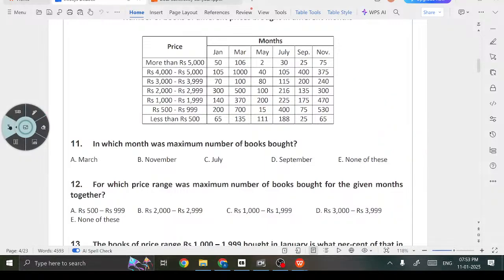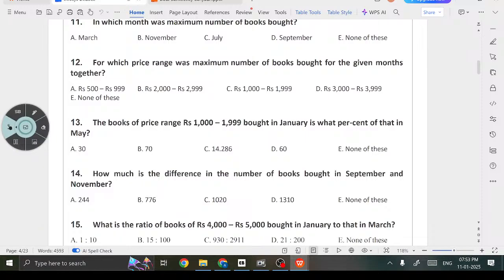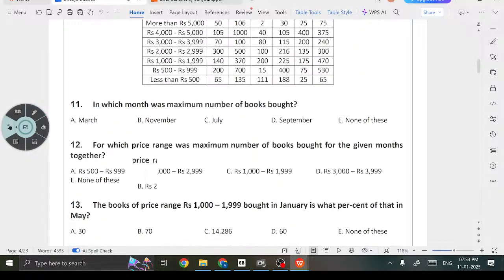Yes, it is 70%. Is it there in the option? Correct. Yes, so it is 70%. Go with the next one. How much is the difference in the number of books bought in September and November? Okay, September and November, what is the difference in the books?